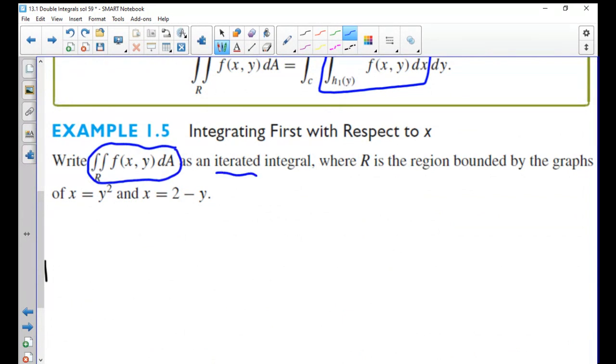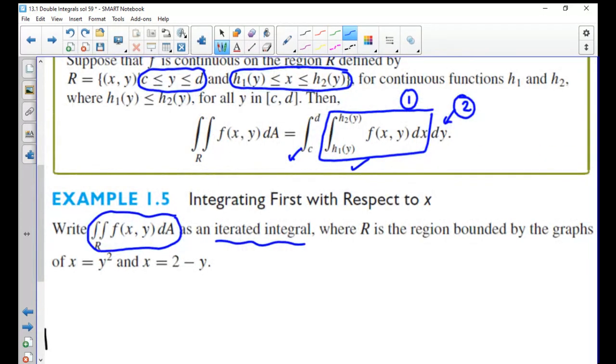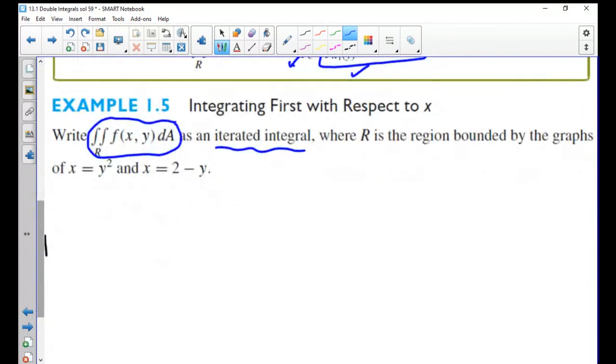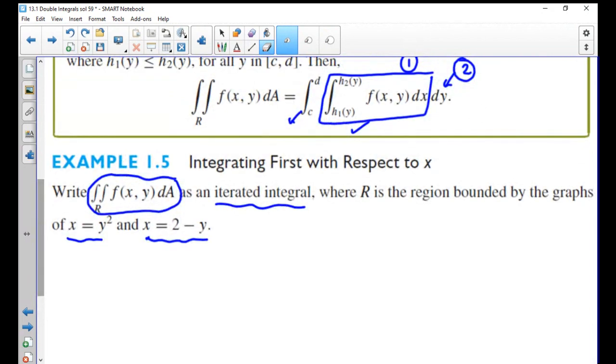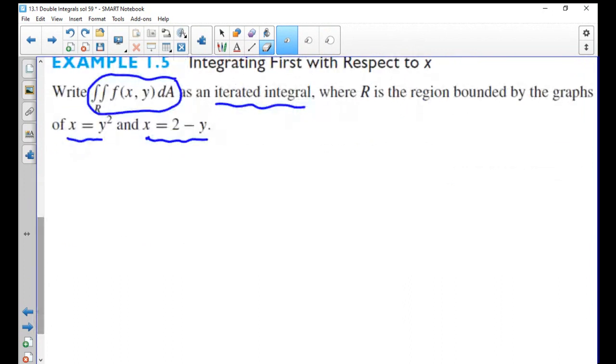this integral as an iterated integral. Iterated means separate it into two integrals like this. This is called an iterated integral, where R is the region bounded by the graph x equal y squared and x equal 2 minus y. So here they're not asking us to work out the integral, just write it as an iterated integral in this form. Okay, so what is the first step? What do we need to do here first? We need to graph. Yes, we definitely need to graph this region.